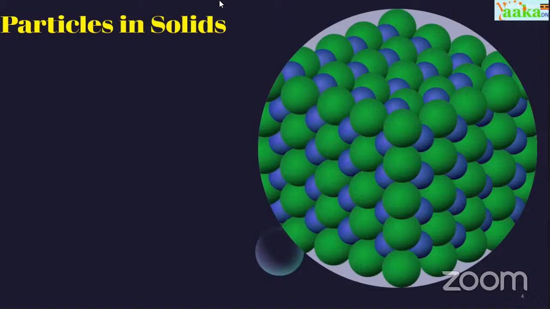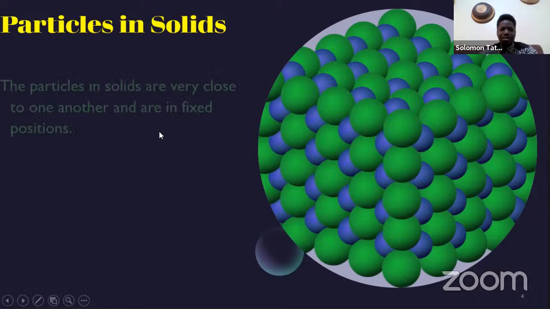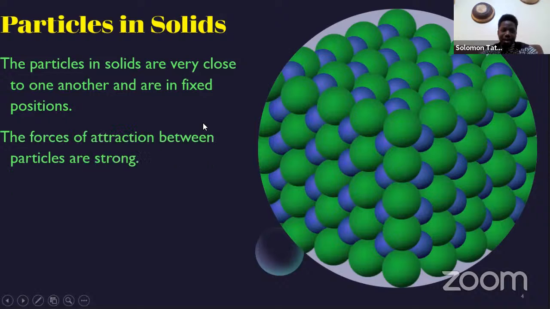Properties in solids are that the particles in the solid are so close together that they're vibrating and have very little space between them. Okay, they are closely packed together, that is correct. And they're in continuous vibration. That is true. They are closely packed to one another and in fixed positions. The forces of attraction between them are very strong.